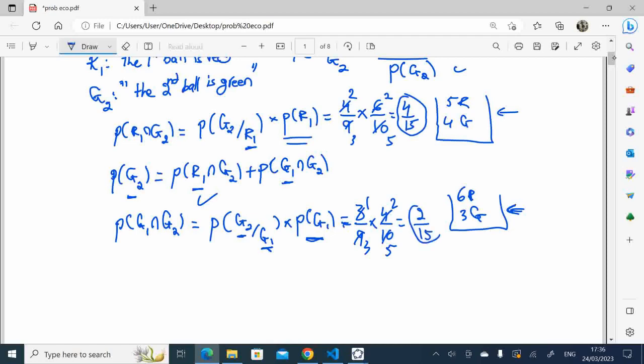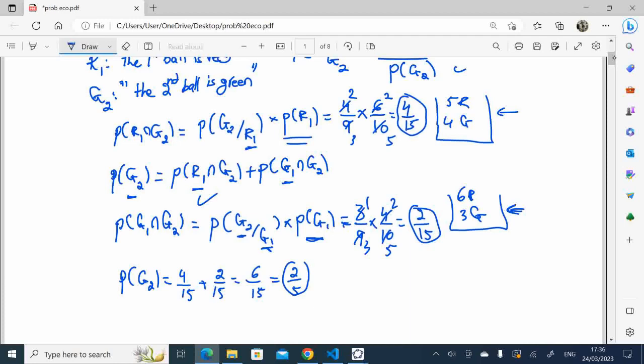Once I get P of G1 intersection G2, this means P of G2 is equal to 4 over 15 plus 2 over 15, which means 6 over 15. If I make the simplification here by 3, we get 2 over 5.